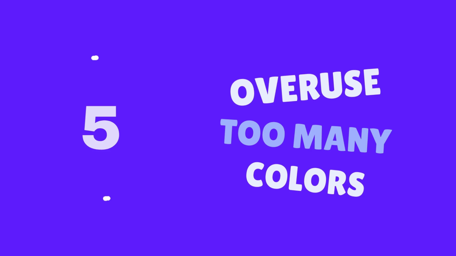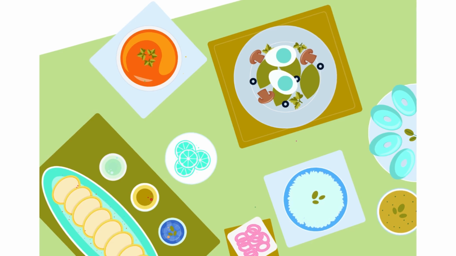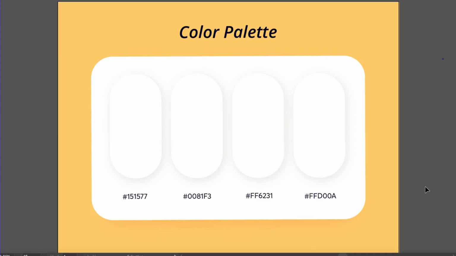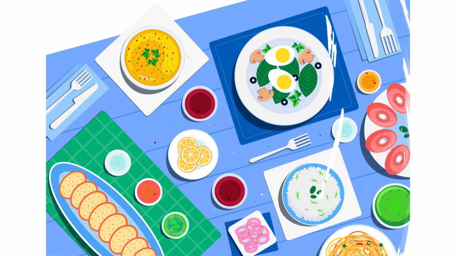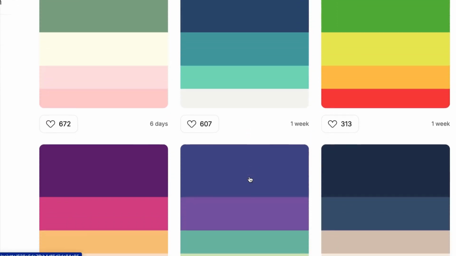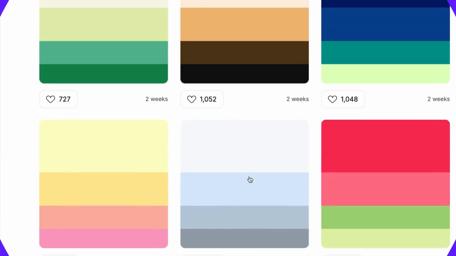Mistake number 5. Overusing too many colors. Many new illustrators use too many bright or clashing colors, making their designs look overwhelming. So how to fix it? Use color theory, complementary and analogous colors. Start with 3 to 5 colors max and expand from there. You can use online palette generators like Coolors and Adobe Color.